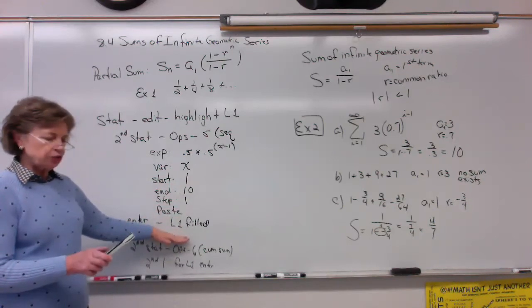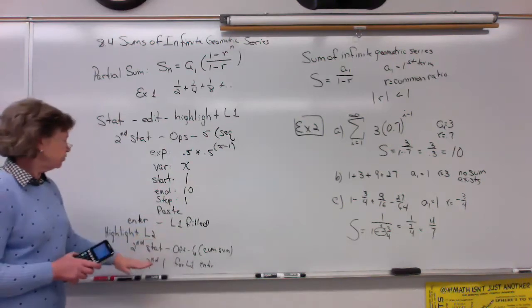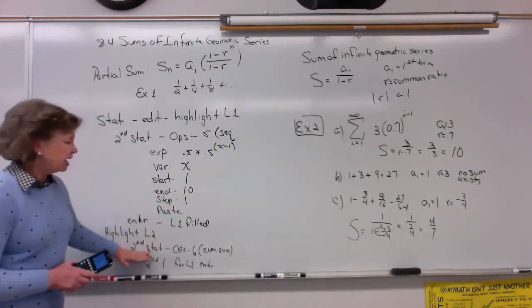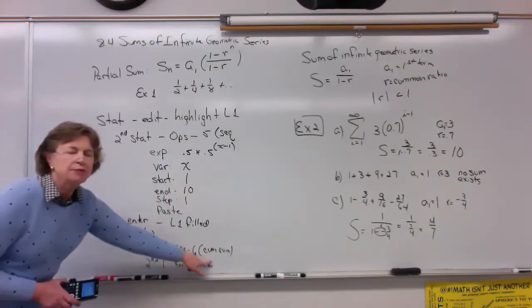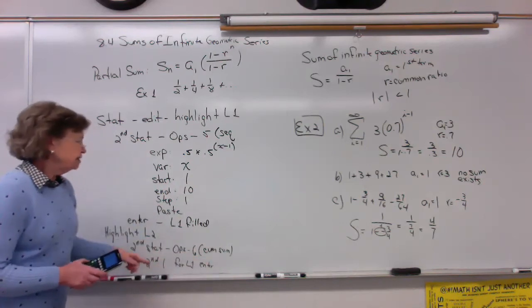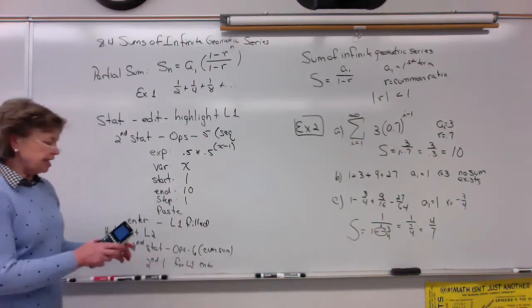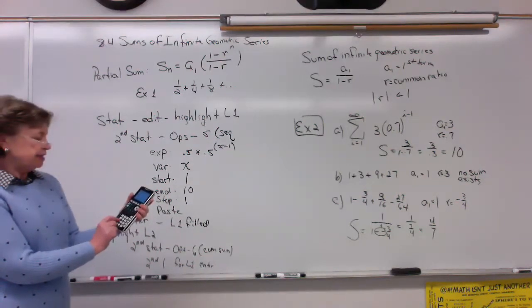Once that was filled, you took your cursor and highlighted L2, which was the next list over, and while that's highlighted, second stat, then ops, and this time you're choosing 6 for cumulative sum, and once you've done that, you need to tell what list to use, and you do that by doing second and the number 1, because there was list 1.